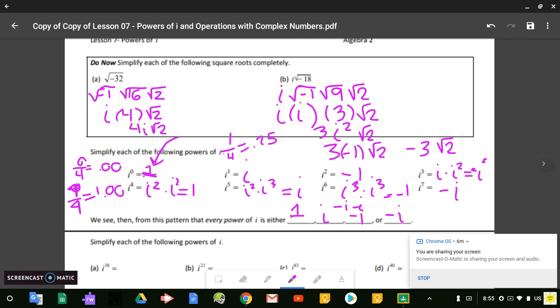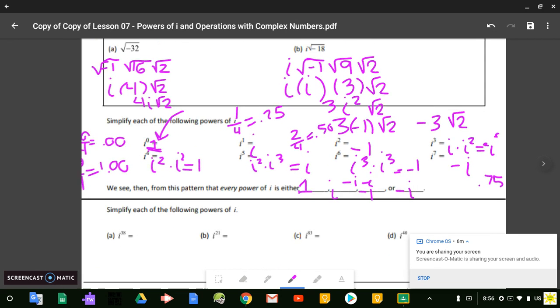Similarly, if I do 2 divided by 4, that's going to be 0.50. 6 divided by 4 is 1.50. So those will fall into the pattern with the i to the second. The last one, if I do 3 divided by 4, I'm going to get 0.75. Anything that has leftovers of 0.75 when I divide by 4 will follow the i to the third pattern.